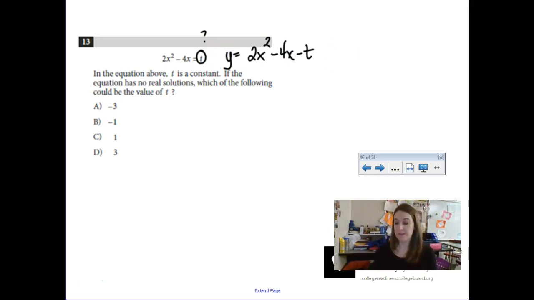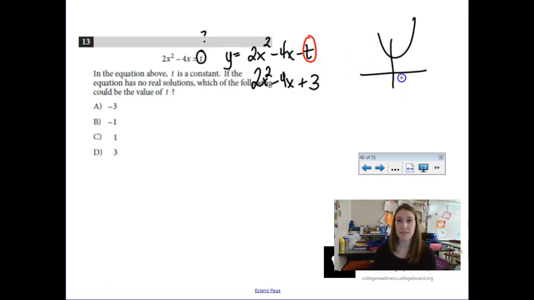And all of these answers here are options for t. So right here, if I want to plug in a -3, I would get the quadratic 2x squared minus 4x minus -3, which will be a plus 3. I don't remember if this was on the graphing section or not. If it was, you could just graph this and see what the quadratic looks like. If the quadratic looks like this, or like this, that means you have no real solutions because they're imaginary. They're not going to cross the x-axis.